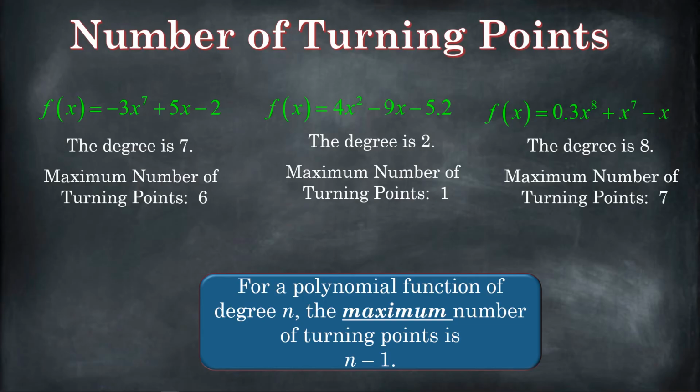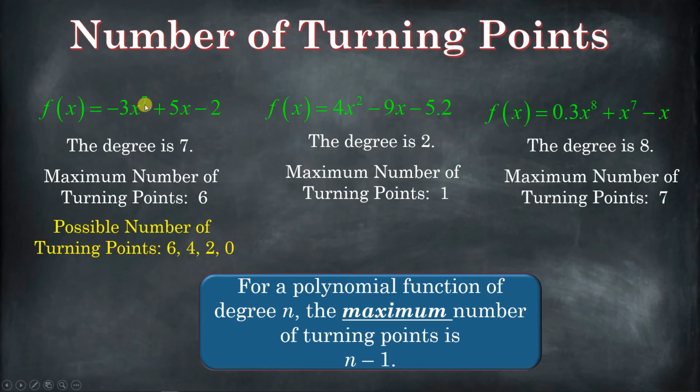Now, that's the maximum number. There's also some limits, I don't mean that in a mathematical sense, but there's some limits on the possible number of turning points. So for example, if you have an odd degree, like 7, then the number of turning points is actually going to be an even number. It could be 6, because that's going to be the maximum, or 4, or 2, or 0. 0 is an even number.